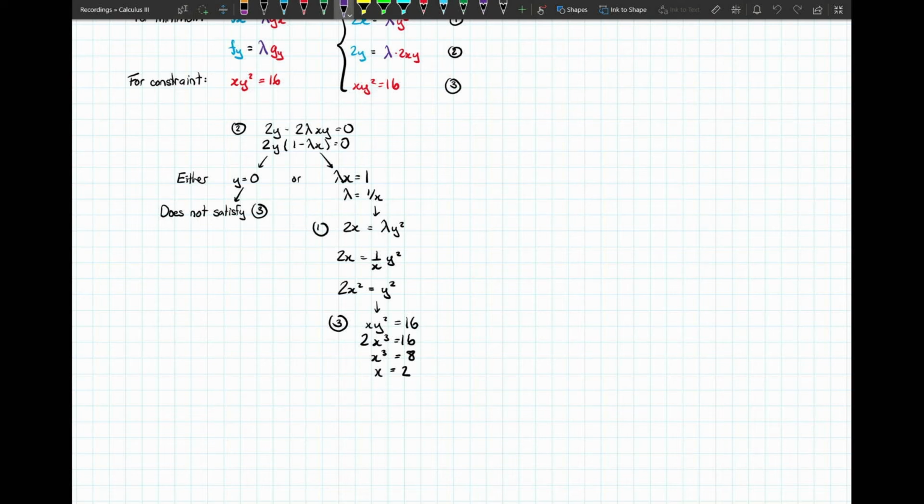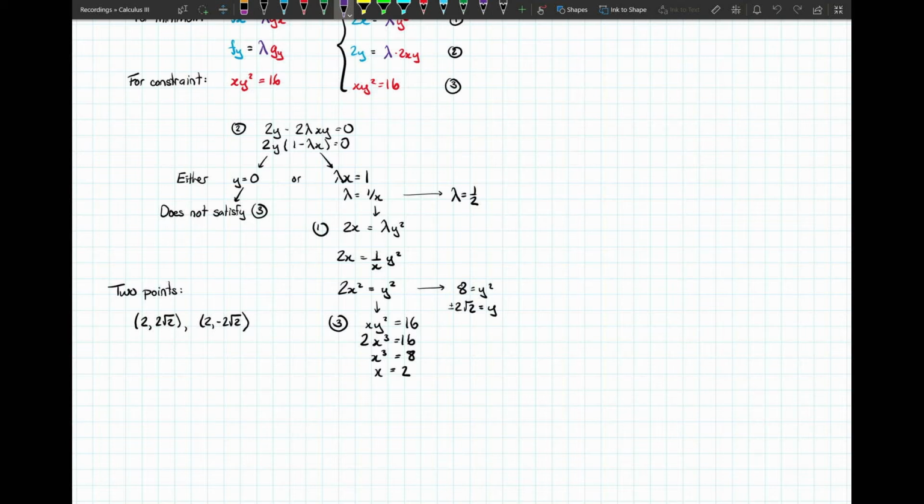Once we have x equals 2, then we can trace our steps backwards. We can see that 2x squared has to equal y squared. That tells us that 8 must equal y squared, and y can be plus or minus root 8, which simplifies to plus or minus 2 root 2. And if we so desire, we can even solve for lambda by going up a little bit higher. If lambda equals 1 over x, then lambda must be 1/2. That gives us the 2 points that we saw in Desmos. The coordinates of those points are x equal to 2 and y equals plus or minus 2 root 2.